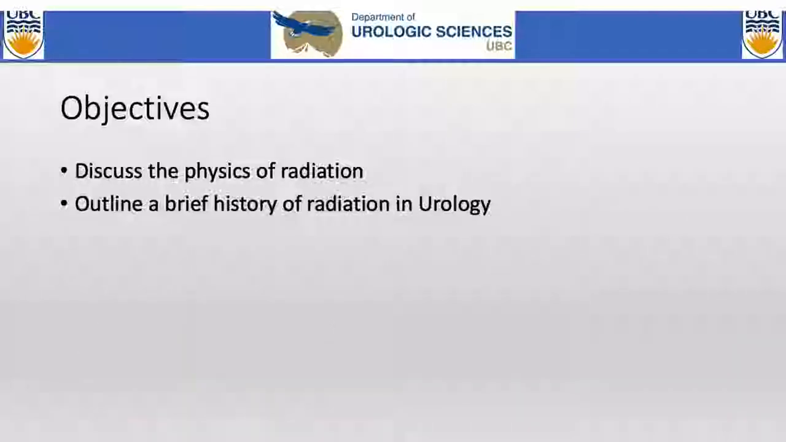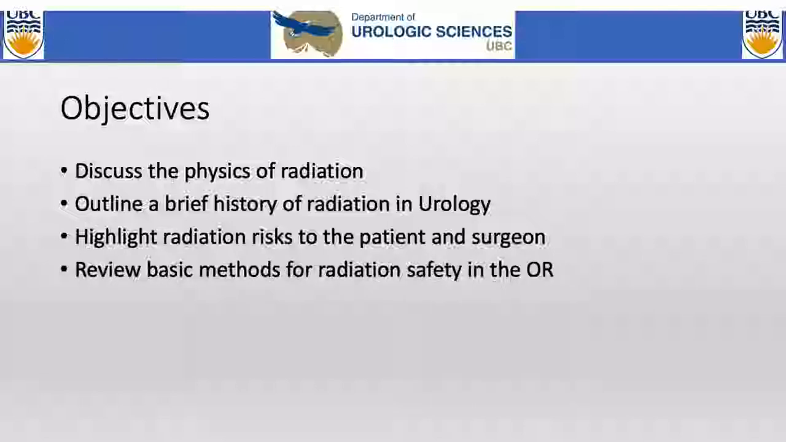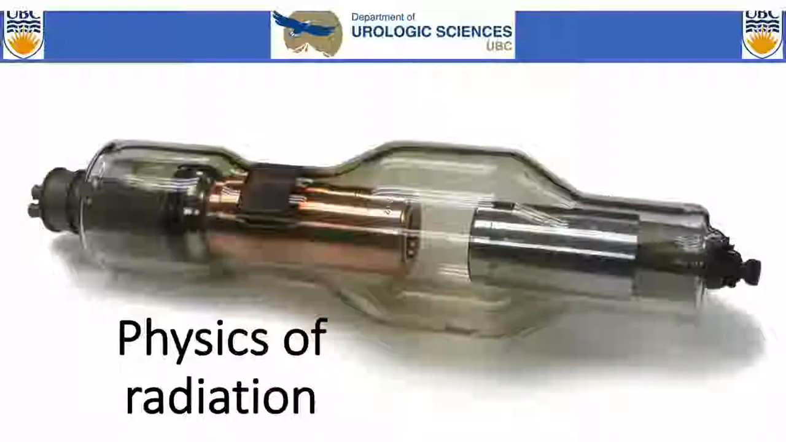So we're going to go through physics of radiation, a brief history, and talk about radiation risks to both patients and to us as surgeons, primarily looking at it from an endourology perspective, and then basic methods for radiation safety in the OR and new techniques to reduce exposure. Does anyone know what this is?